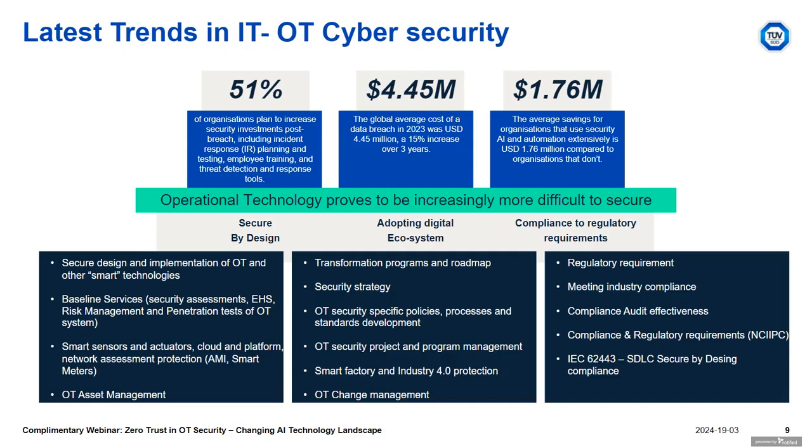4.45 million is the global average cost of a data breach in 2023, a 15% increase over the last 3 years. 1.76 million is the average saving for organizations that use security AI and automation extensively compared to organizations that don't. So here we can see the factual data in terms of how AI and these technologies work together, and there are multiple savings and ROI cases for operational technology.